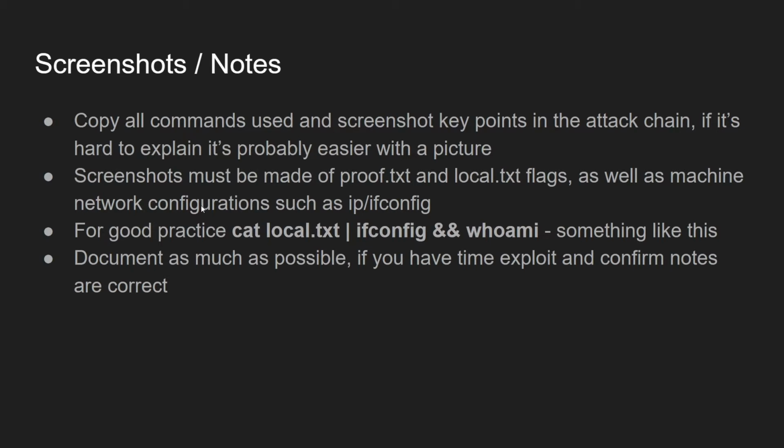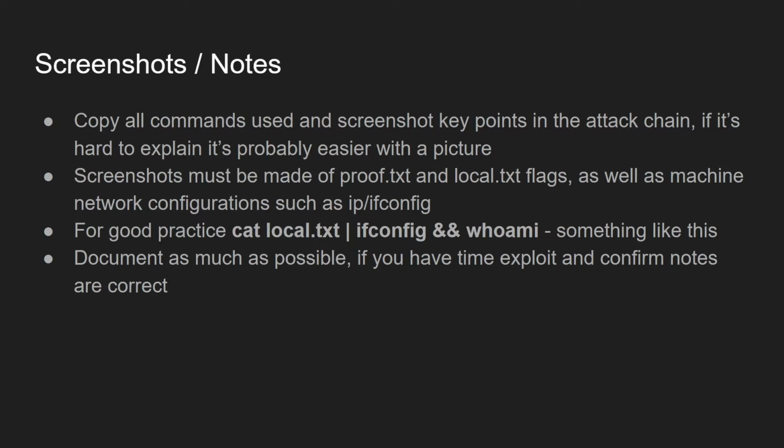As well, the screenshots must be made of the proof and local flags. If you're new to the exam, when you are administrator, you get on the desktop a proof file and a local file on a non-administrator account. Basically, it says that you've gained access to the machine, and one of them shows that you've escalated. You also need to show the network configurations of the machine, such as ipconfig, to demonstrate that you've not accessed them from a web shell and that you've actually got on the machine.